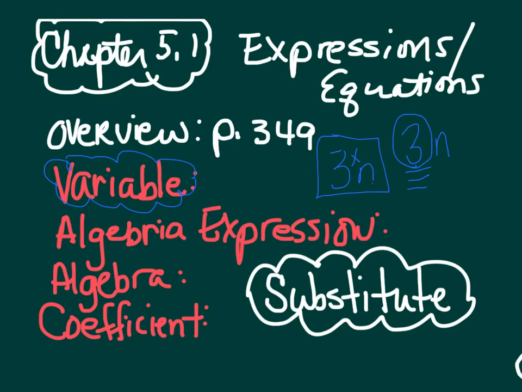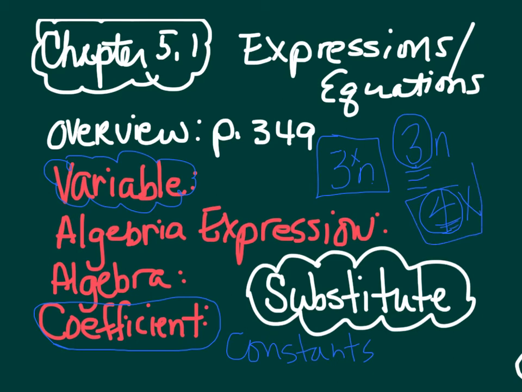So a coefficient could be like 4x. The coefficient would be the 4. It's the number only that's attached to the variable. So it coexists with the variable. We'll go over this a lot because this is really important. And there are two types of numbers with algebra. It's usually coefficients and constants. And we haven't talked about that, but constants are numbers that stand alone, and coefficients are the number only of the variable expression, so the 4 here.